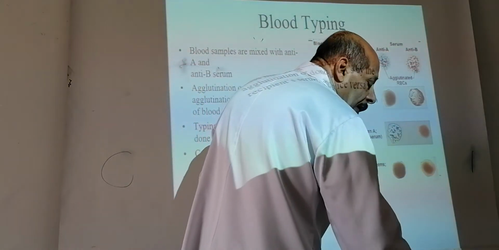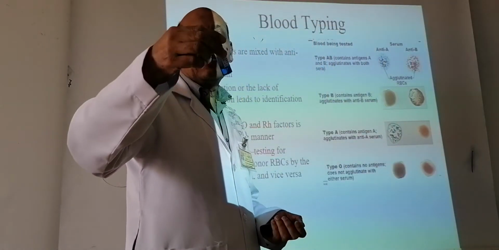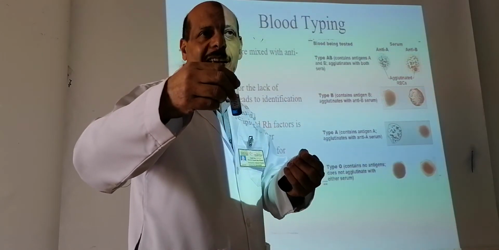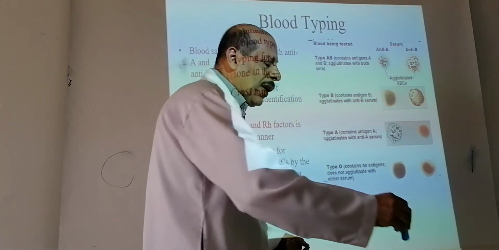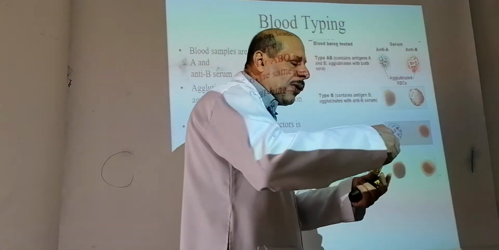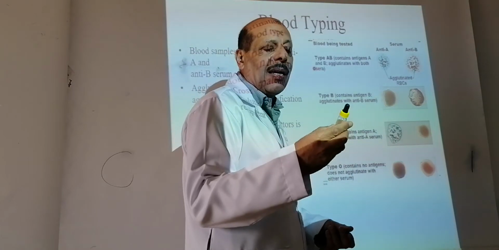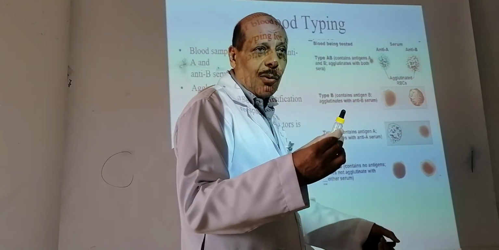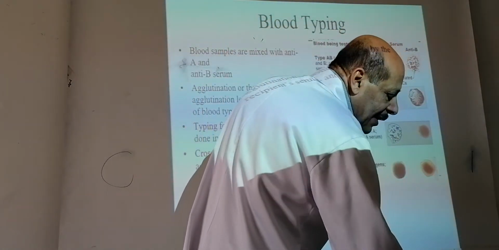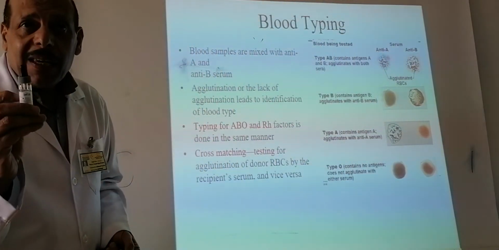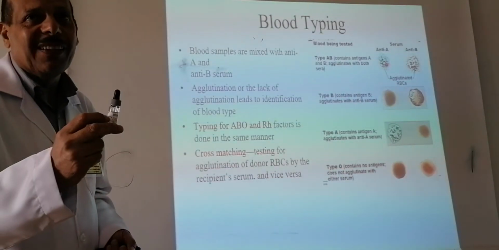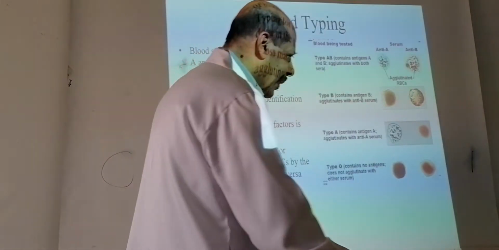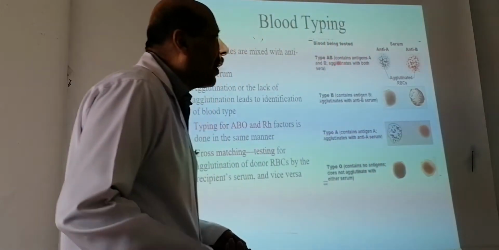So if we put anti-A and it becomes agglutinated, in this case, it means that the group is A. If it is agglutinated with anti-B, it is group B. If it is agglutinated with D, it is positive. If it is not agglutinated with D, it is negative. So this is how we deal with the blood group.